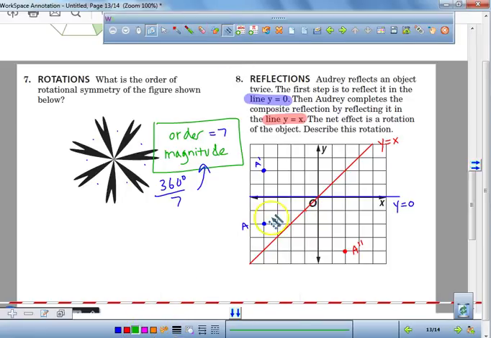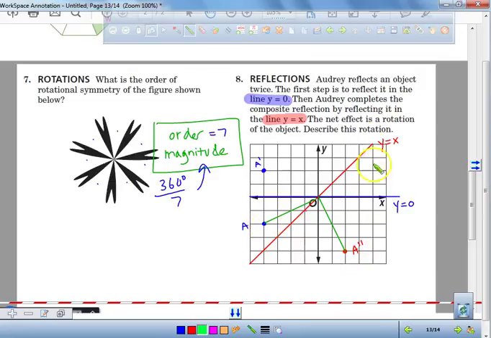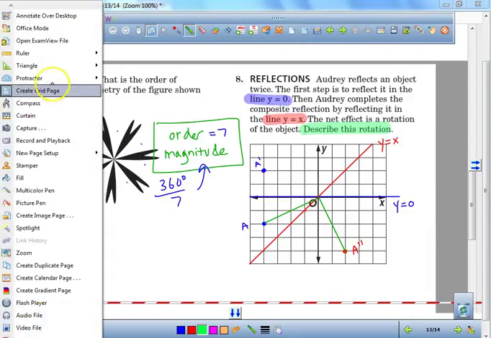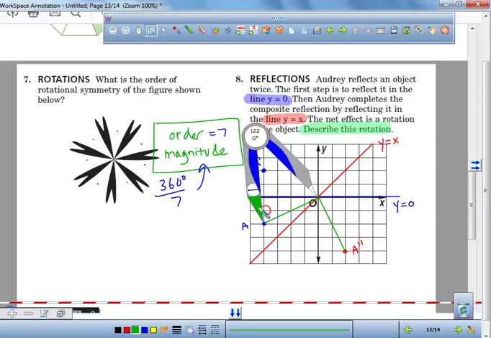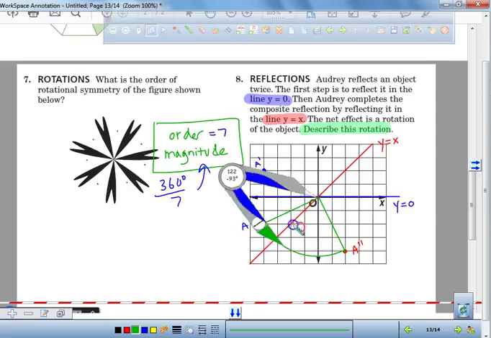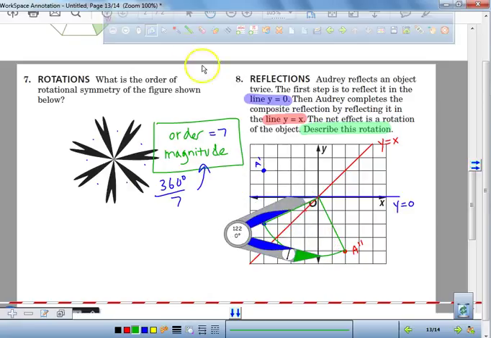Okay. So, let's think about this. Check this out in green. Where did I start from? I started right here. And where did I end up? I ended up right there. It says describe this rotation. It says the net effect is a rotation of the object. So what I want you to do is describe in your own words another way of getting from point A to point A double prime, describing it as a rotation.